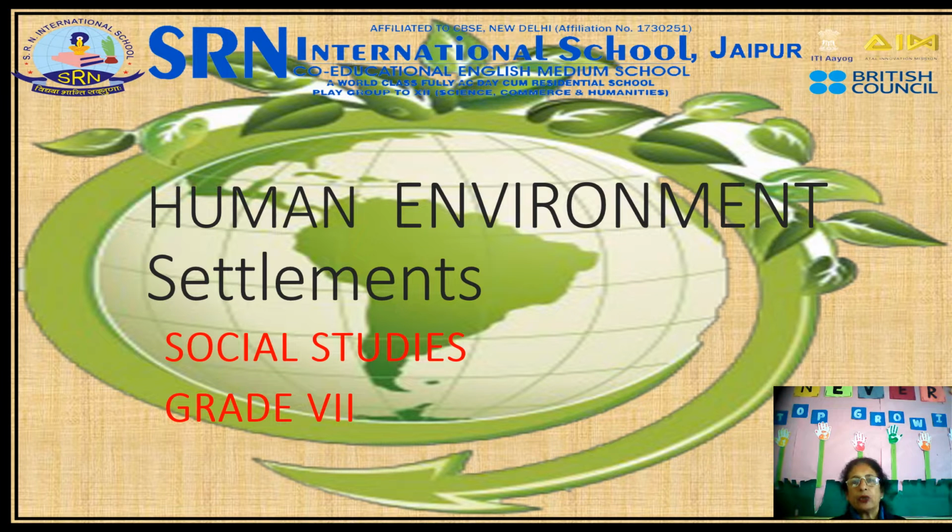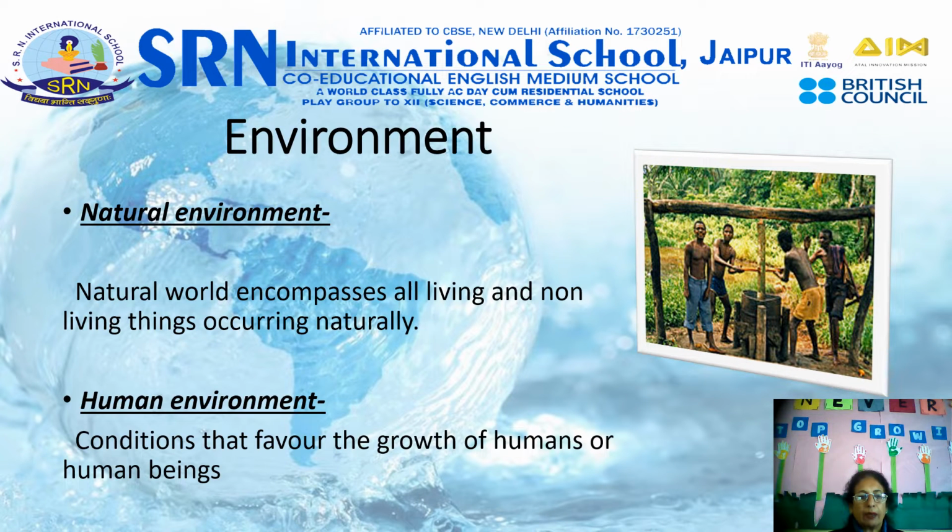Today in this video, we are going to learn about the topic of human environment settlements of the Social Studies book of grade 7. Environment literally means the surroundings of an object. An environment of a plant refers to all the conditions which favor the growth of that particular plant. As such, all those conditions which favor the growth of human beings are called human environment.